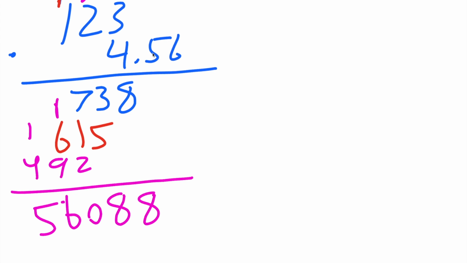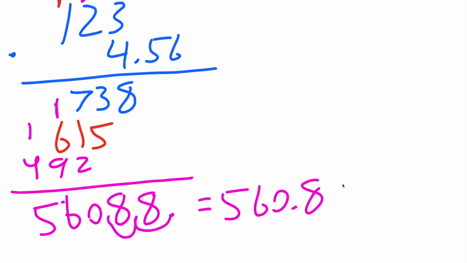Now we got to count our decimals because initially the decimal is right here. And we have 2 to the right. So you got to go 2 to the left. So 1, 2. And so our final answer would be 560.88. And we can box it in. And I'll show you again the other method.